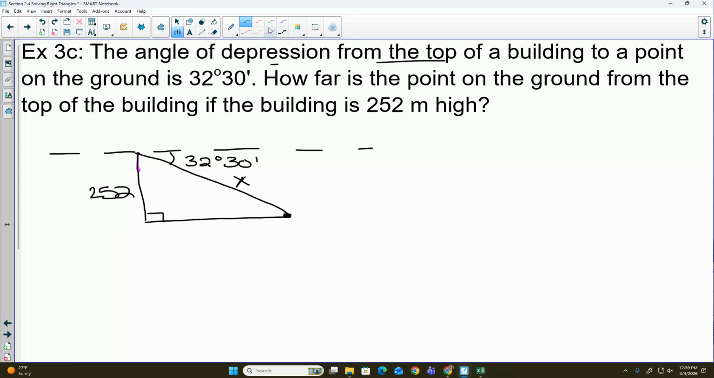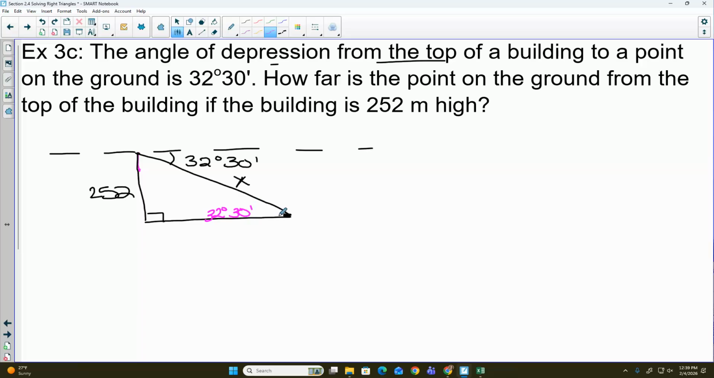Okay, we have to have an angle in the triangle. So we can either subtract from 90 to get this one up here, or if we remember alternate interior angles, we know this one down here would also be 32 degrees, 30 minutes. Are you guys okay with me just doing that?